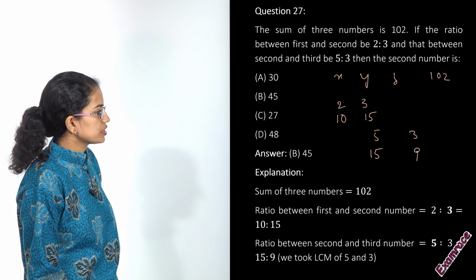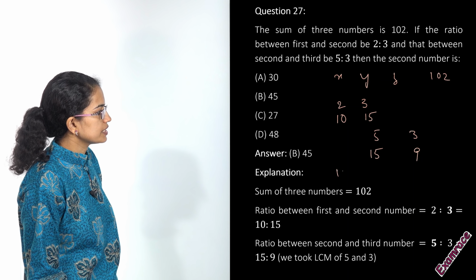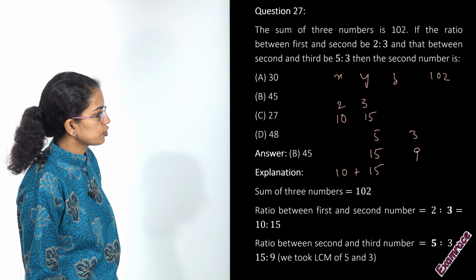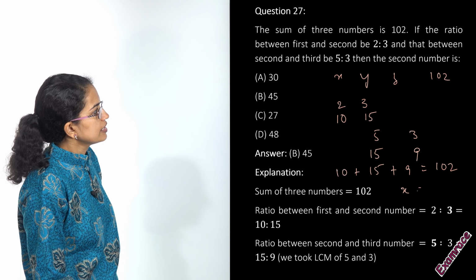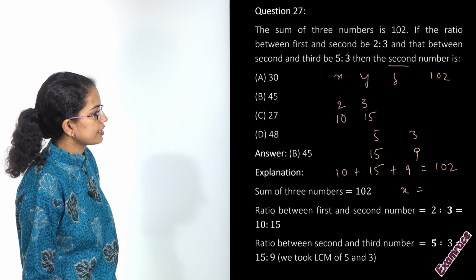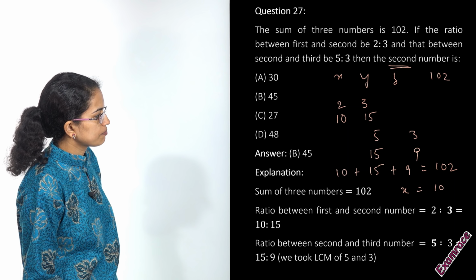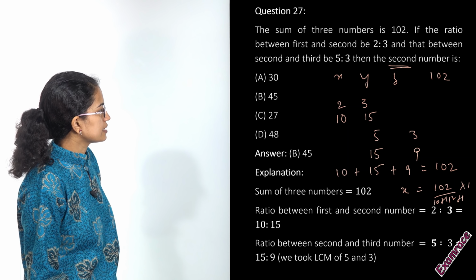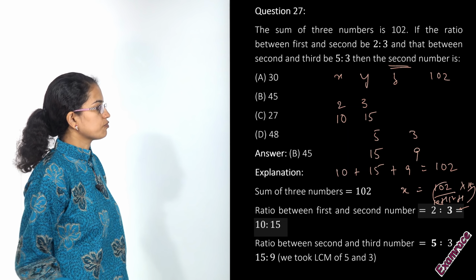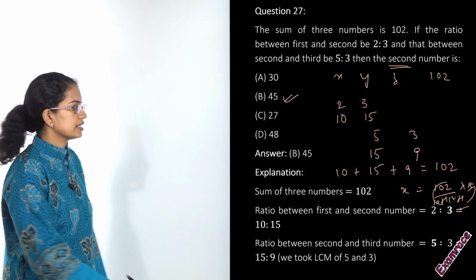So my new ratio is 10x plus 15x plus 9x would give me 102. So I would calculate the value for x, and since I have to find the second number, I'll multiply 102 divided by 10 plus 15 plus 9, into 15. So that would be my correct answer, and that would be 45. So 45 would be my answer here.